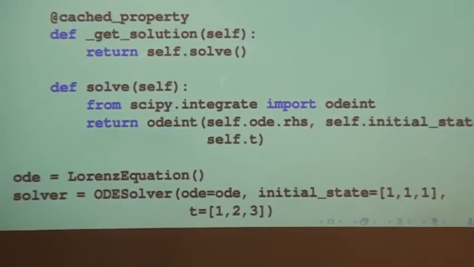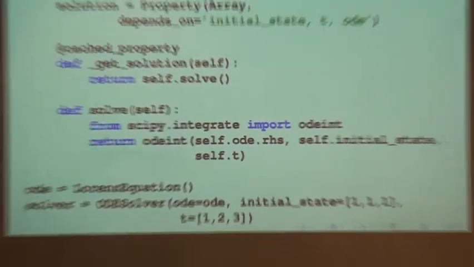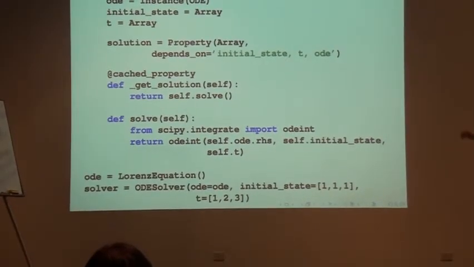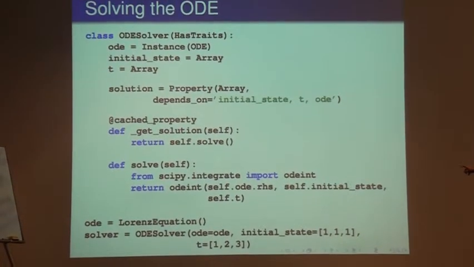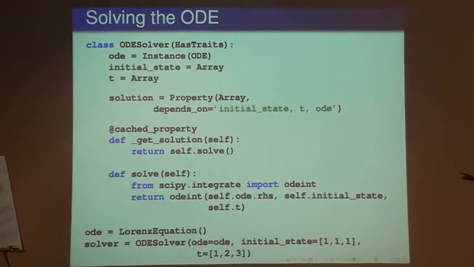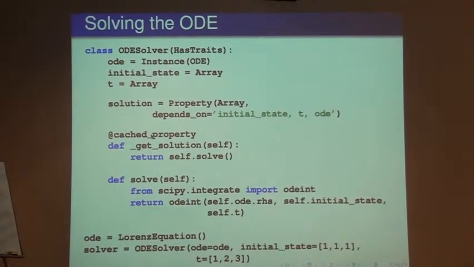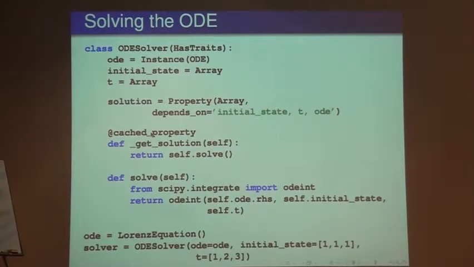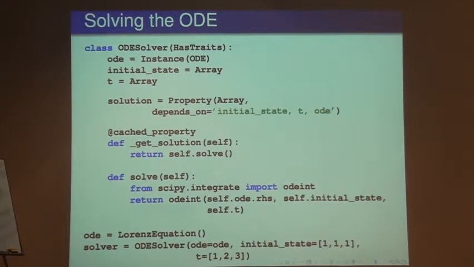Get solution is basically the method that computes that solution and returns it. So it simply says return self.solve. And there's a decorator here saying cached property. Now the issue is, supposing I don't change the parameters, every time I do get solution, it should be recomputed, right? An ordinary differential equation might be complicated. It might take a lot of time to evaluate.